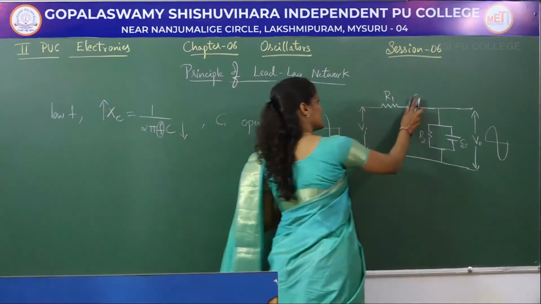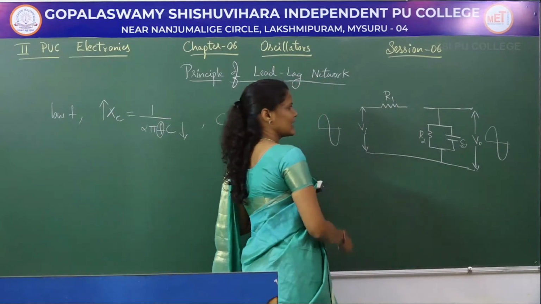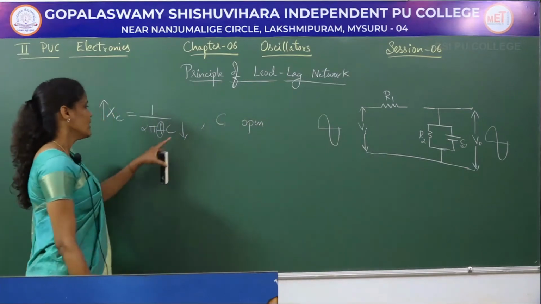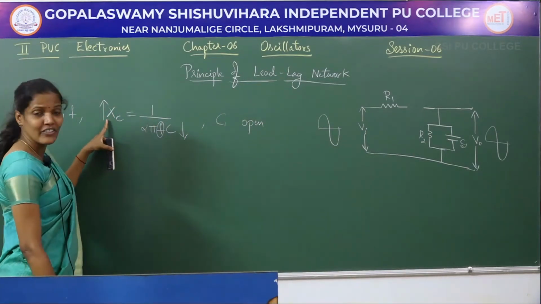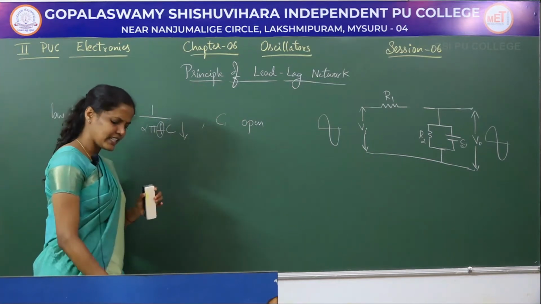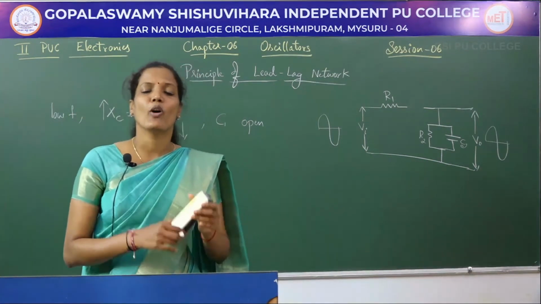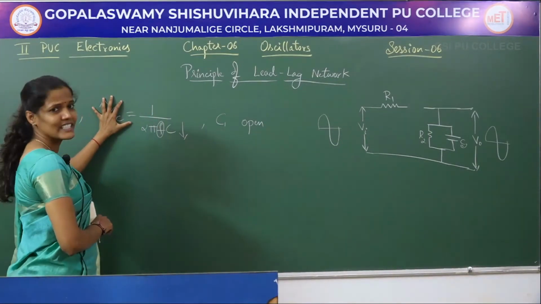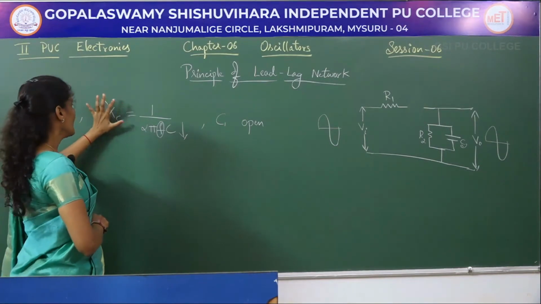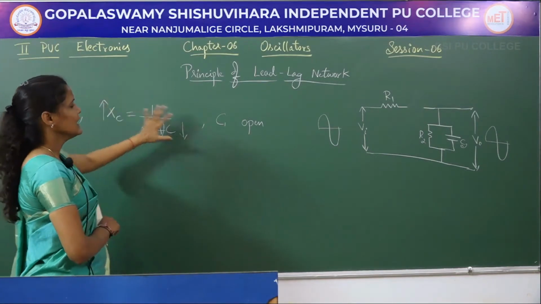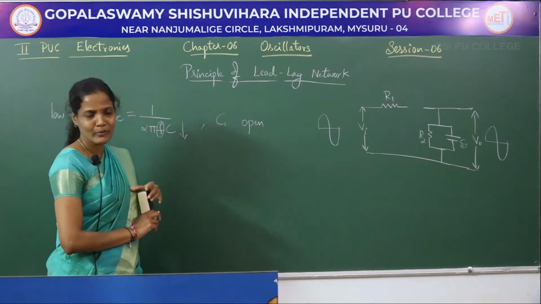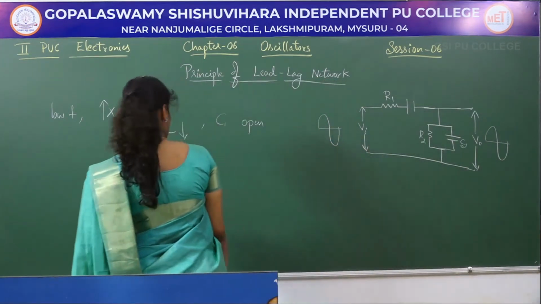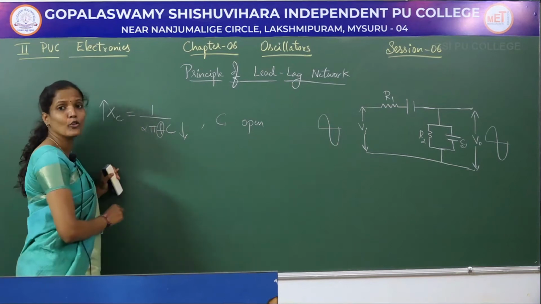Whatever input signal I provide will not be produced at the output side, because for the low frequency signal the capacitive reactance is high. Capacitive reactance is nothing but the property of opposing the signal. It opposes the signal, which is the same as resistance, so it acts like an open circuit. So the output will not be produced. So C1 acts as an open circuit for low frequency signals.